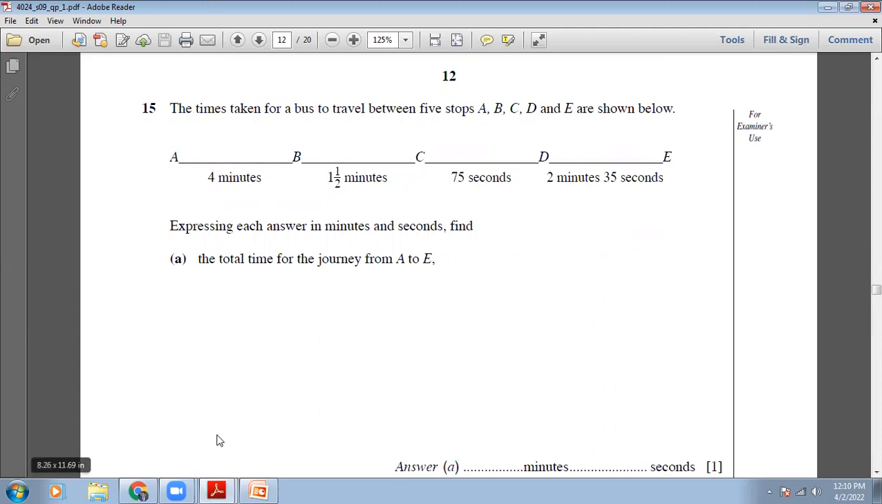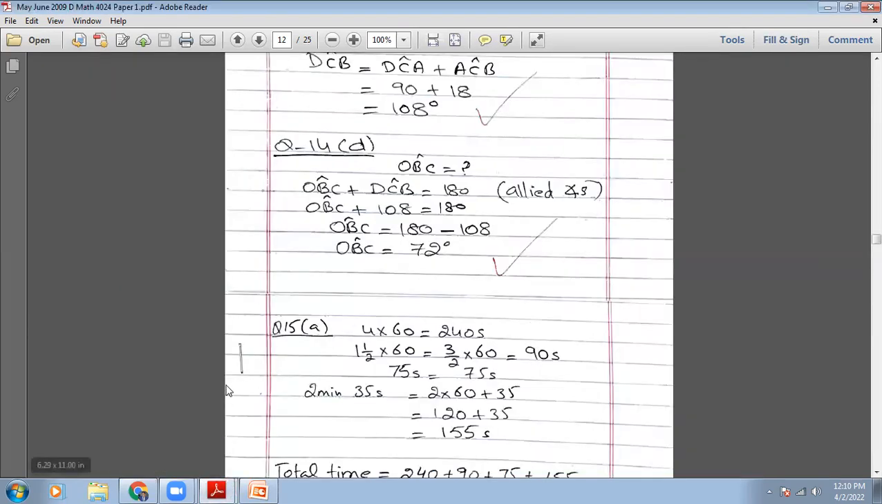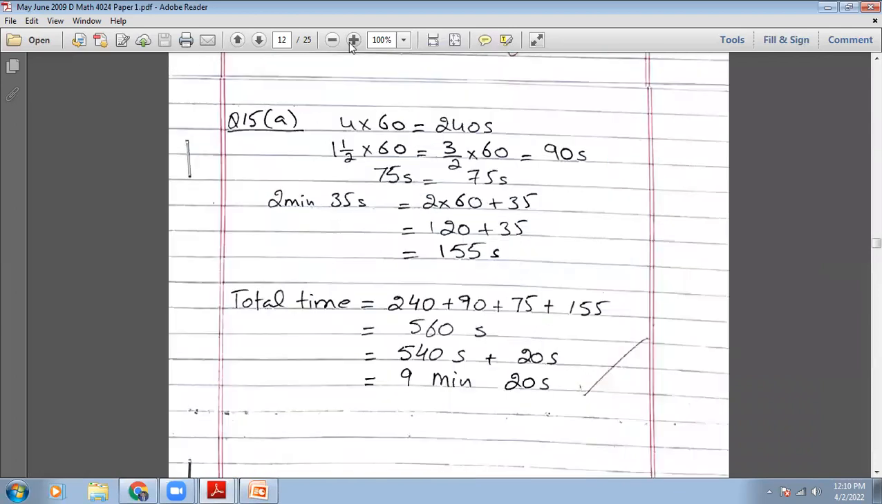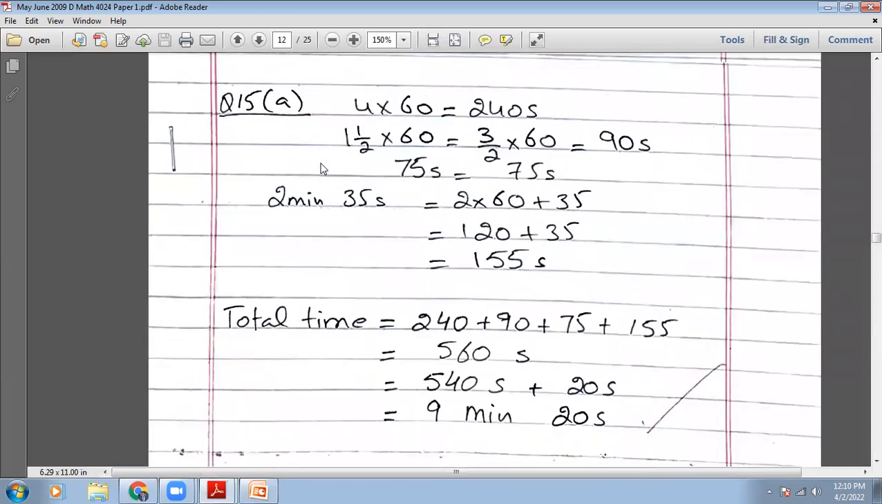So my technique is, first of all, convert all of them into seconds, add them, and then again convert them back into minutes and seconds. So let me show you. Question number 15A part, 4 minutes means 4 multiplied by 60, and that will be 240 seconds. 1.5 minutes means 1.5 multiplied by 60, that will be 3 by 2 multiplied by 60, and that will be 90 seconds. 75 seconds is already 75 seconds. 2 minutes 35 seconds means 2 multiplied by 60 plus 35. So 120 plus 35, it will be 155 seconds.